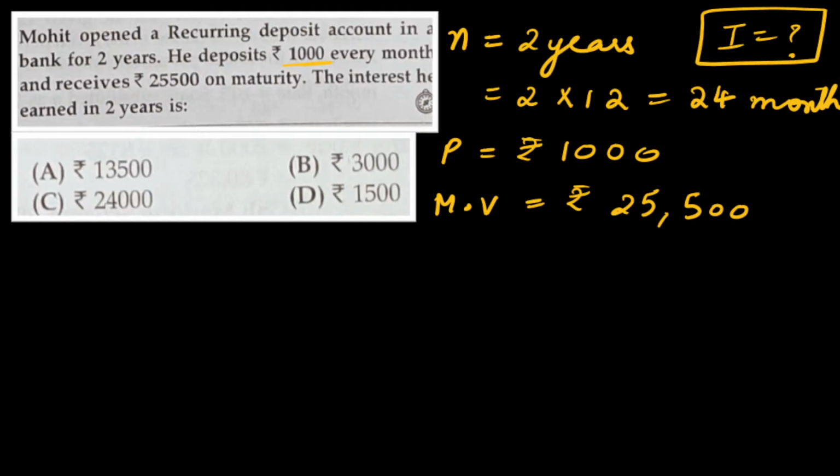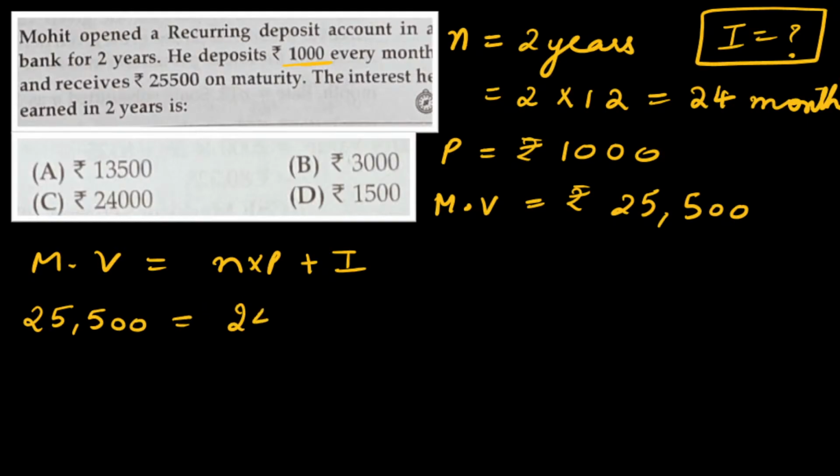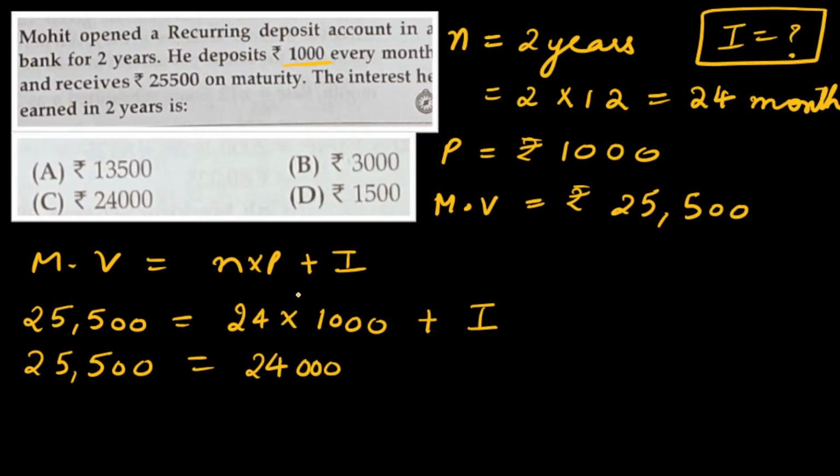Okay, so Anika has given the answer. Maturity value is equal to n into p plus I. So let's substitute. Maturity value is 25,500. N's value here is 24. P's value is 1000, plus I. So 25,500 is equal to 24 into 1,000, that is 24,000, plus I, which we have to find.